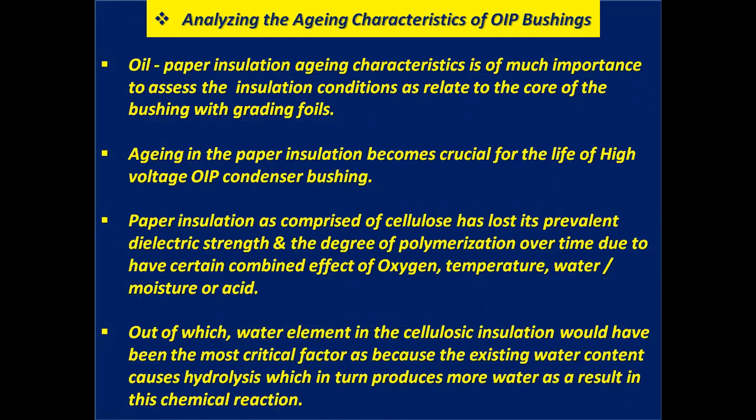Analyzing the aging characteristics of OIP bushings. OIP bushings are therefore mostly used in high voltage and extra high voltage systems. Oil paper insulation aging characteristics is of much importance to assess the insulation conditions as related to the core of the bushings with grading foils. Grading foils means capacitance grading.